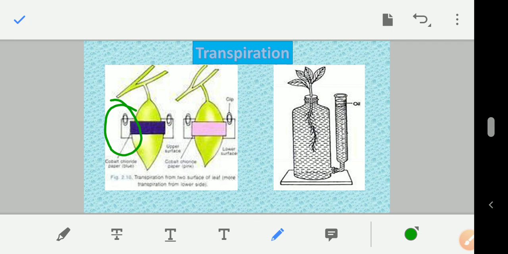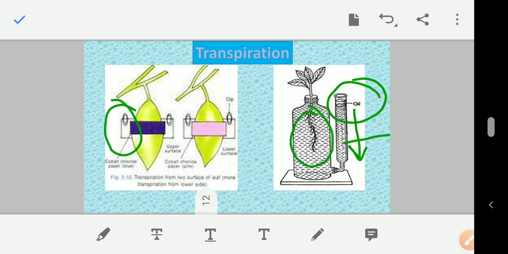Now in the second diagram, what will be your observation? The observation will be that the level of water will decrease. Why is oil used? To prevent the loss of water by evaporation. What is the aim of this experiment? To show transpiration or even to show osmosis, because roots are there, so water can reduce in this limb because of the absorption of water by roots. And definitely transpiration is also there.